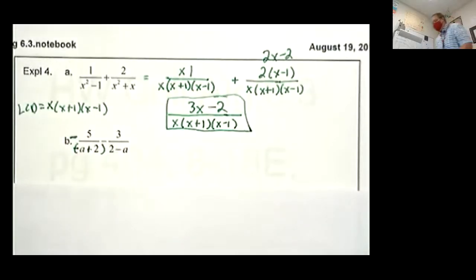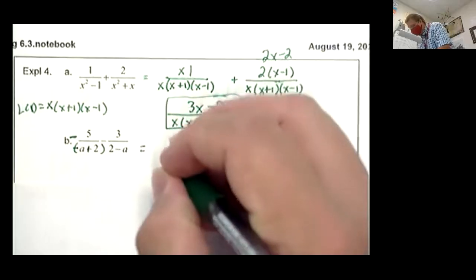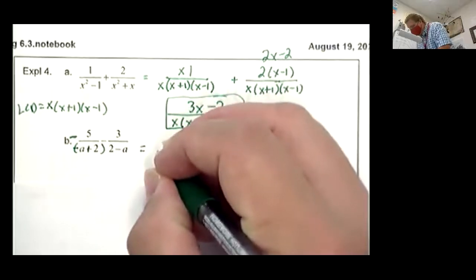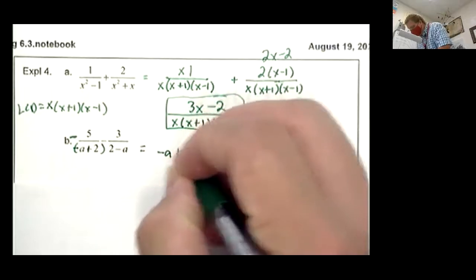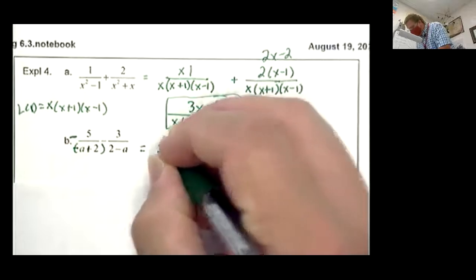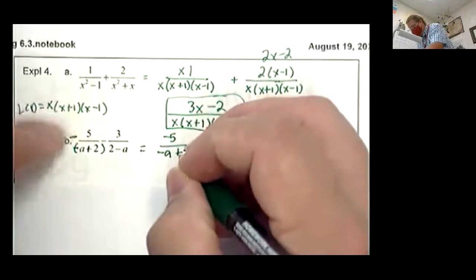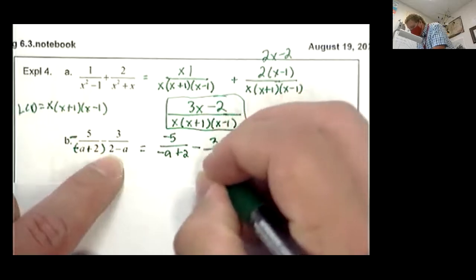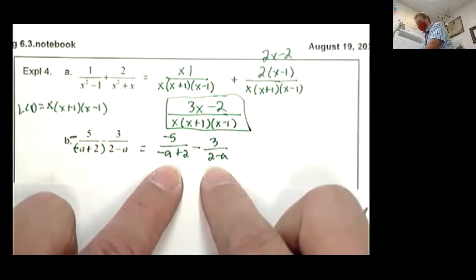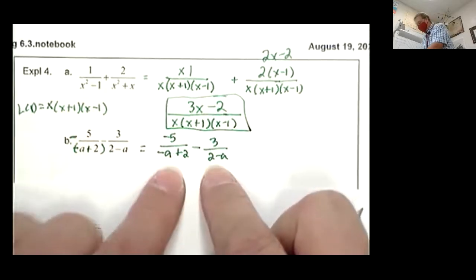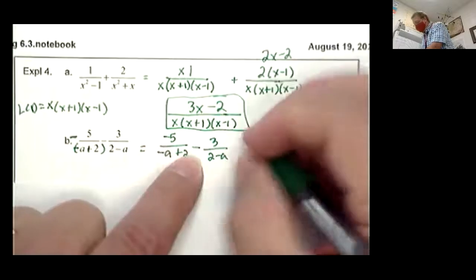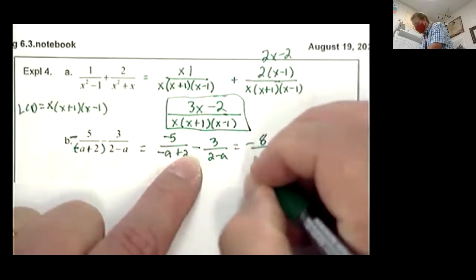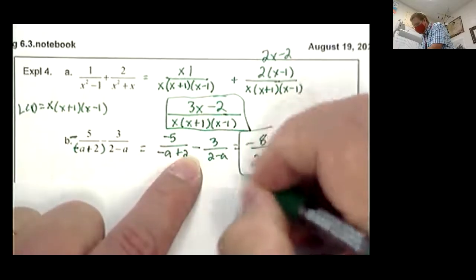Now we have common denominators, and so this is negative a plus 2. I'm just going to rewrite this with a negative 5. The negative floats. It can go where we need it, so it goes to the numerator. Minus a 3 over 2 minus a. These are the same denominators. They're in reverse order, but that's okay. Negative 5 minus 3 is negative 8 over 2 minus a.